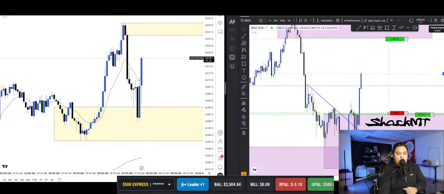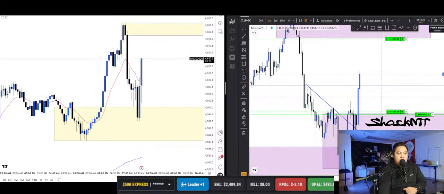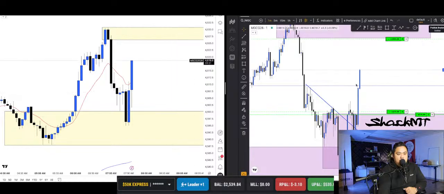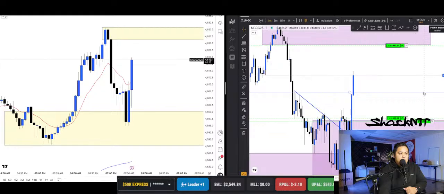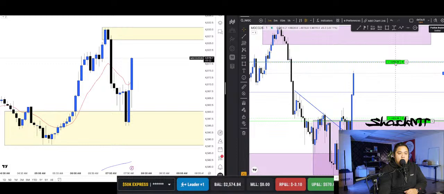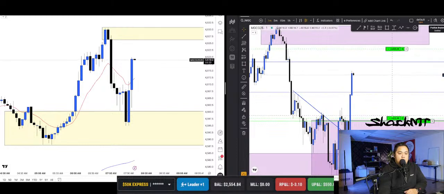Okay, guys, I'm going to move to break even here. This is on the Express accounts. All I'm waiting for is this 5 minute candle to close on the 13 EMA. Let's see if we get it. We got the candle closure, which is nice on the 13 EMA.